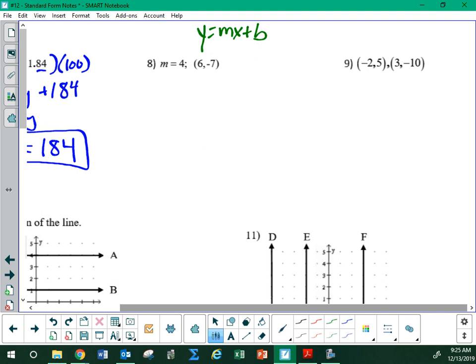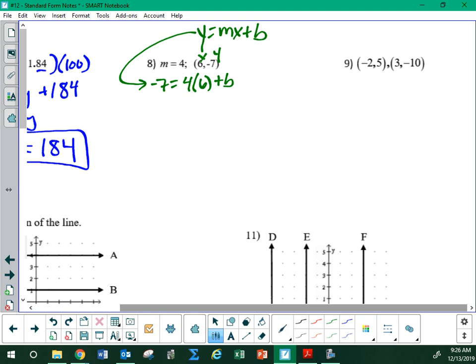Alright, so y equals mx plus b. My m is 4. My x is 6. And my y is negative 7. So I'm just going to go ahead and put in those numbers. Negative 7 equals 4 times 6 plus b. I don't know b, so I have to solve for b here. I'm just plugging in what I do know.